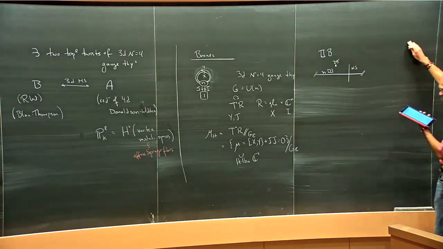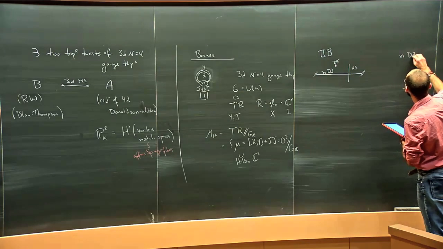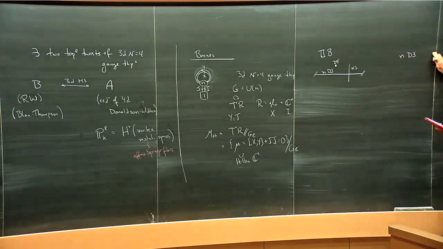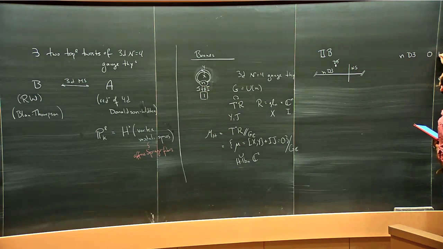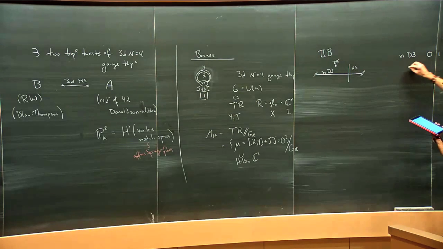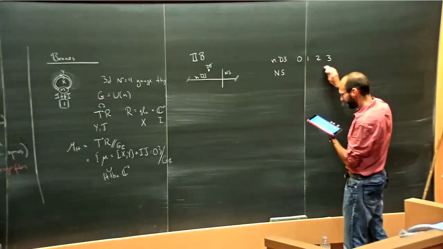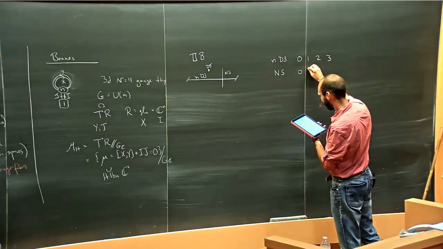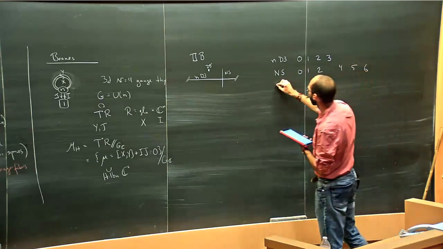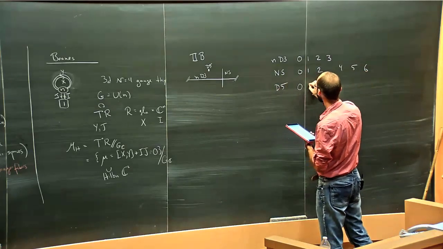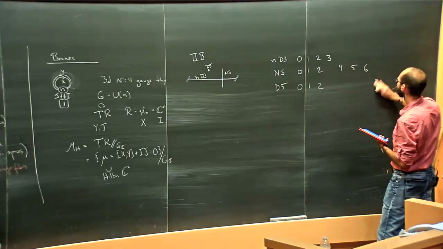In terms of the standard table showing which dimensions the branes wrap, I forget what these things are called. There's a word for this, right? So I'll have the D3 branes wrapping directions 0, 1, 2, 3. The NS5 branes wrapping 0, 1, 2, 4, 5, 6. And the D5 wrapping 0, 1, 2, 7, 8, 9.